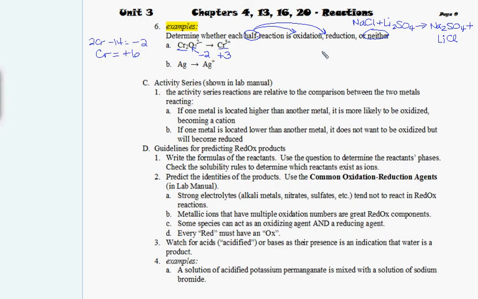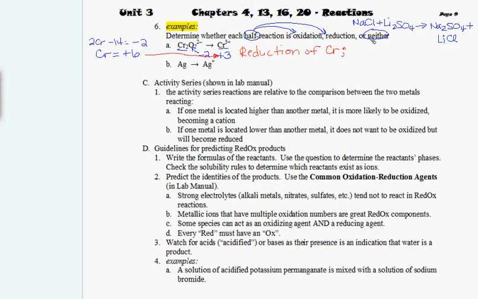Since our chromium has gone down in oxidation number, that then tells us that we're looking at a reduction. And the reduction, remember, is of the atom itself. So in this case, it's actually of chromium atoms.